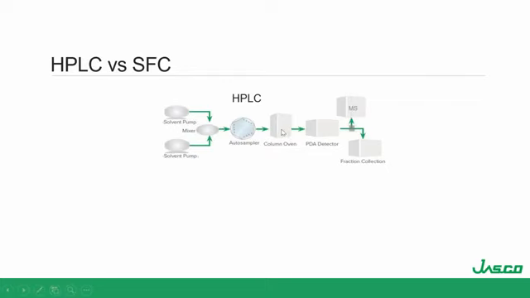But it's important to note here that when you come out of the column in an HPLC, you are on the low pressure side of the system. So this detector does not see much pressure. In fact, most HPLC detector flow cells are rated for anywhere from 600 to 1,000 psi.